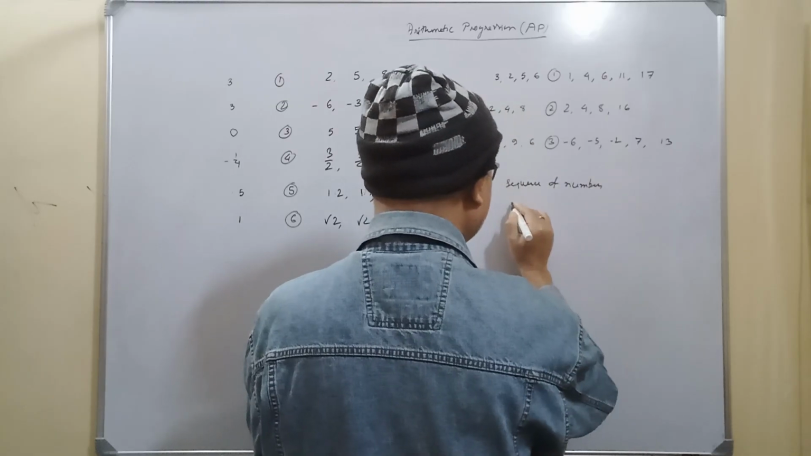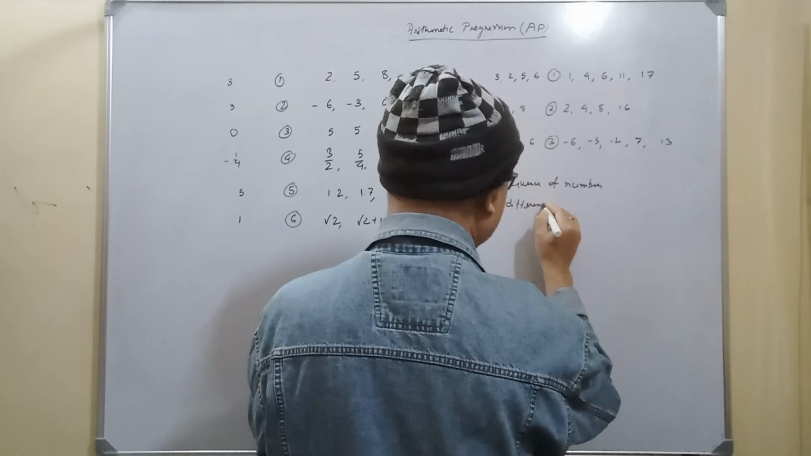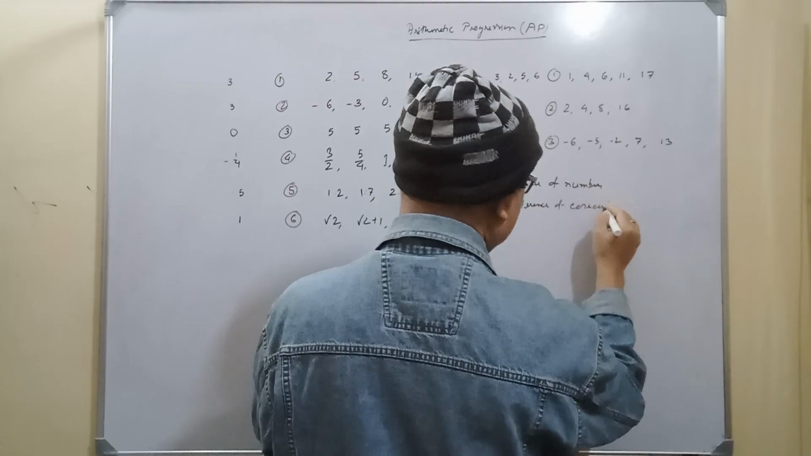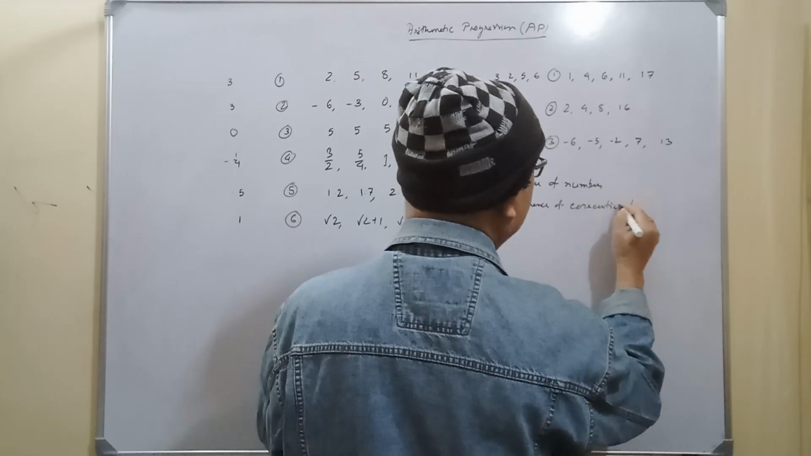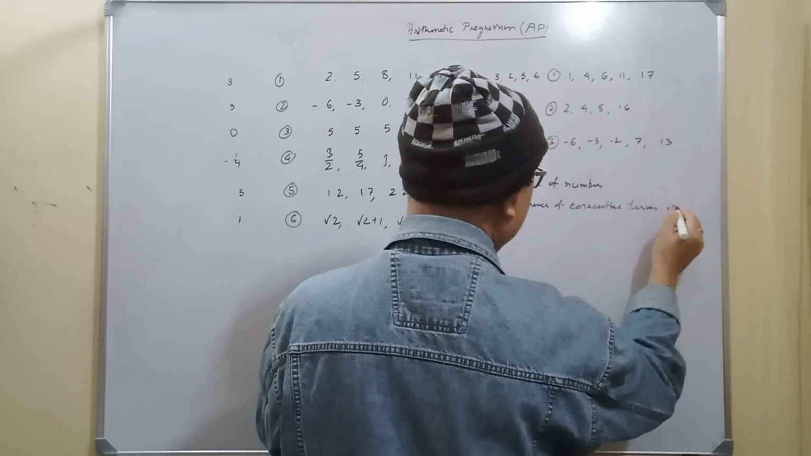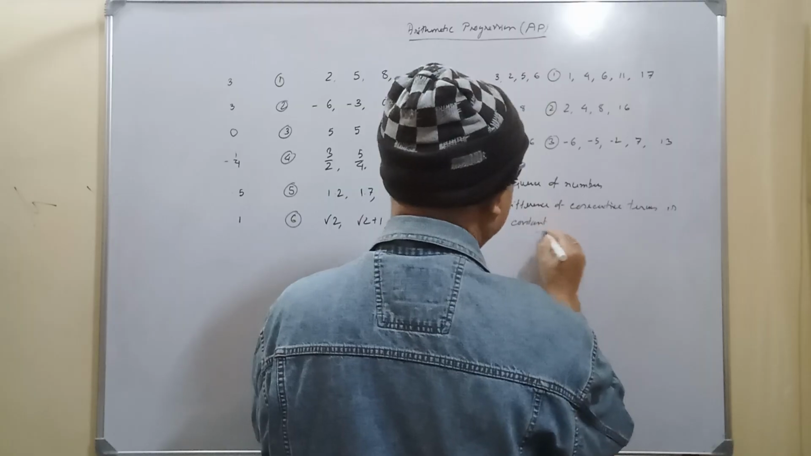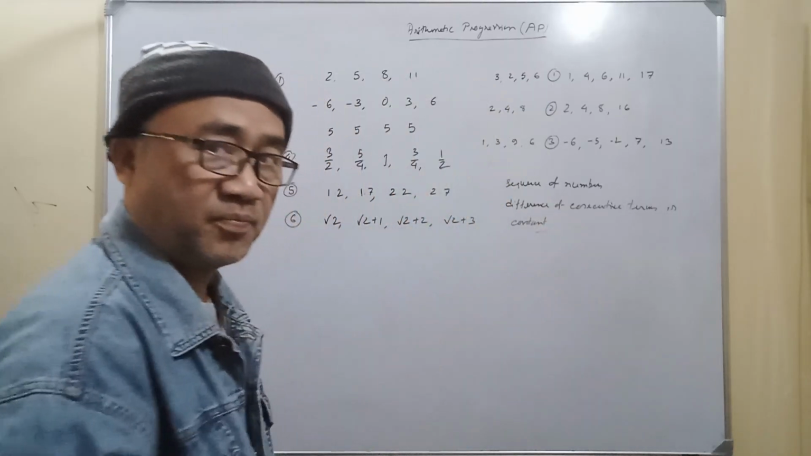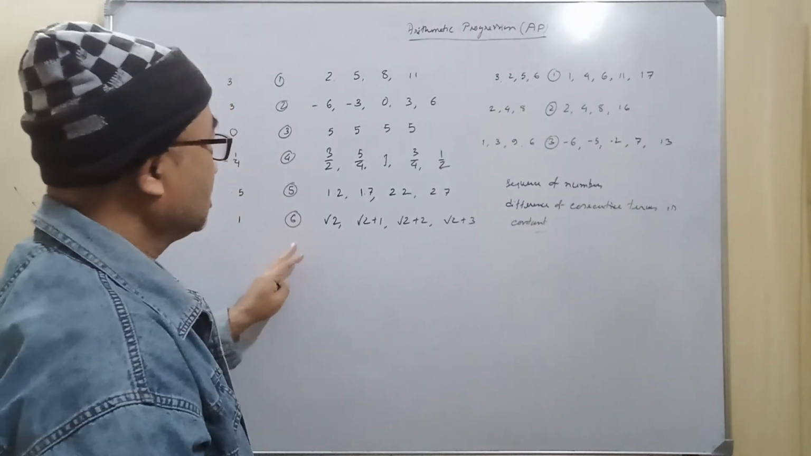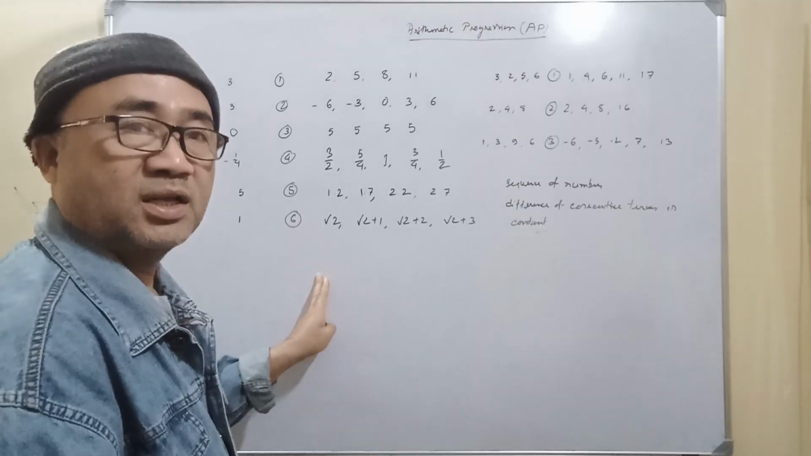where the difference of consecutive terms is constant. It does not change. Okay? So, such sequences are called arithmetic progression.